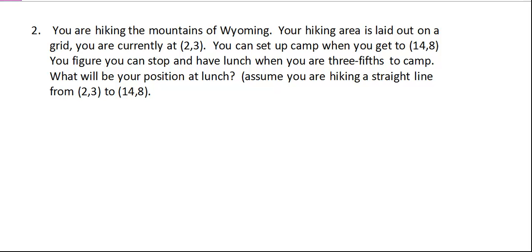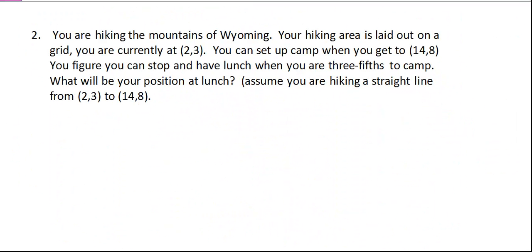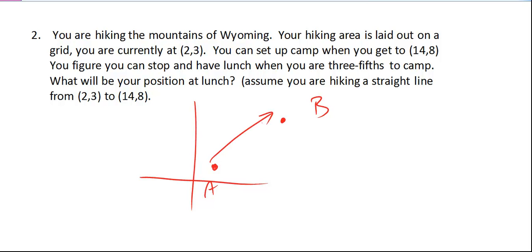So this one has words in it, so I know you're probably already intimidated, but we can read. We're hiking, and we're hiking on a grid, which is how latitude, longitude, everything works anyway, so this isn't too crazy. I'm beginning my hike at 2,3. I am at camp at 14,8. I'll call this A and B if you want. And I want to stop and have lunch 3/5 of my way from A to B, is what it says.